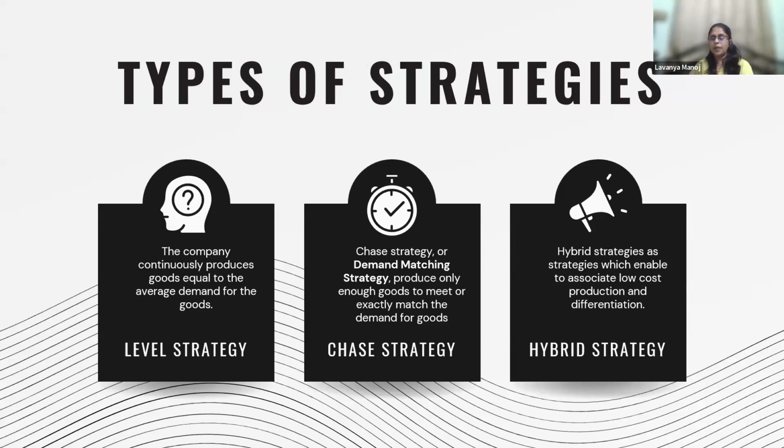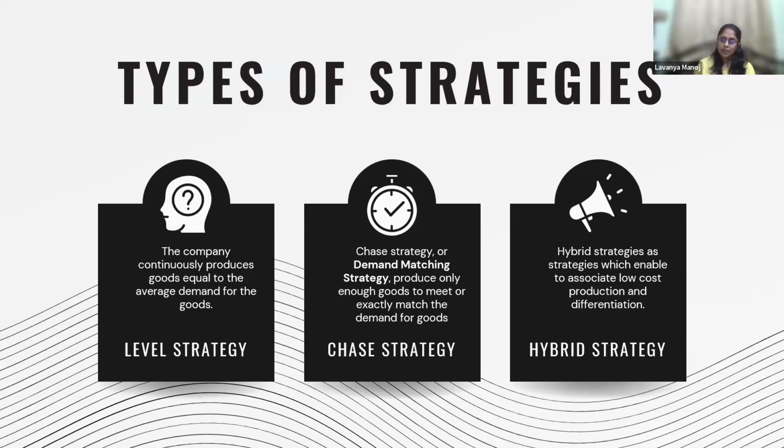There is an average demand for a particular product which is produced by the company. So this is level strategy. And the second one is chase strategy, or demand matching strategy. This produces only enough goods to meet or exactly match the demand for goods.